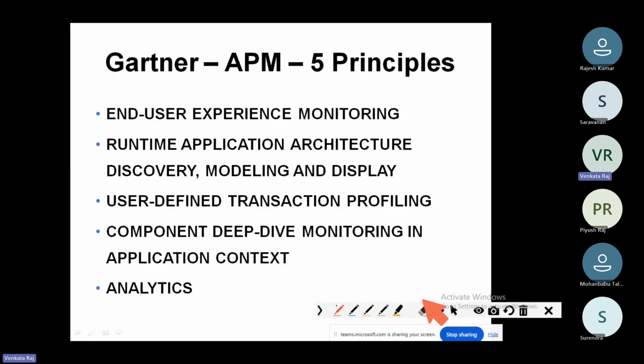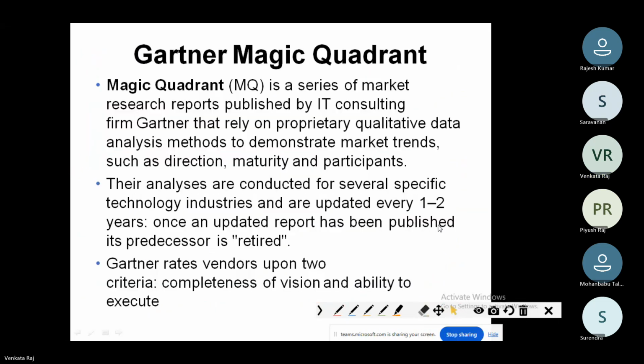Okay, it evaluates the APM tools, and by evaluating the APM tools, it publishes a Magic Quadrant list. You can go and search on the internet also. Gartner evaluates the APM tools and produces a Magic Quadrant. Okay. The Magic Quadrant is basically a series of market research reports published by IT consulting firm Gartner, and it goes through the data, it analyzes that data, and it publishes that.